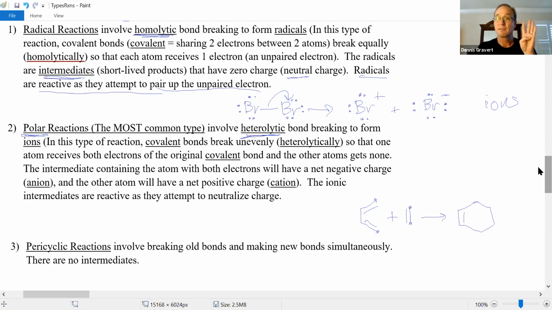The first method: addition, elimination, substitution, rearrangement. You've got to have those memorized. The more you say it, the better you get it. That's the best method. That's the one that's most commonly used. However, as we see new reactions, we're also going to classify them this way too, so we can better understand them.